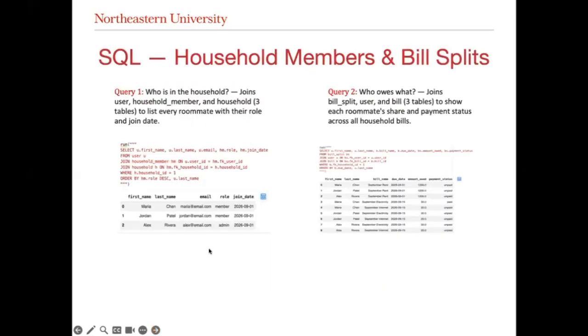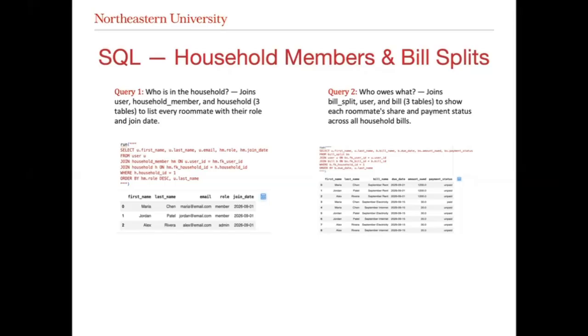And here is our SQL showing two queries that demonstrate multi-table joins. Query one answers the question, who is in the household? It joins three tables: user, household member, and household, and filters by household ID. As you can see, the result shows Alex as the admin and Maria and Jordan as members.